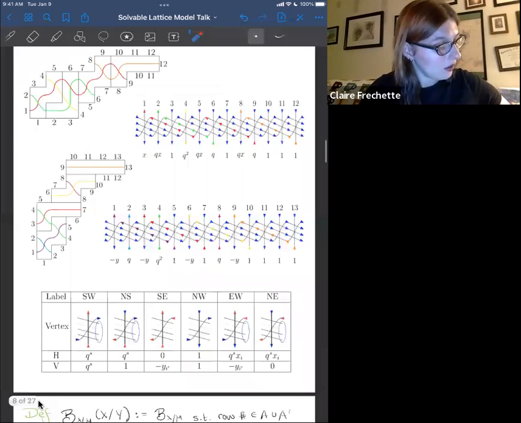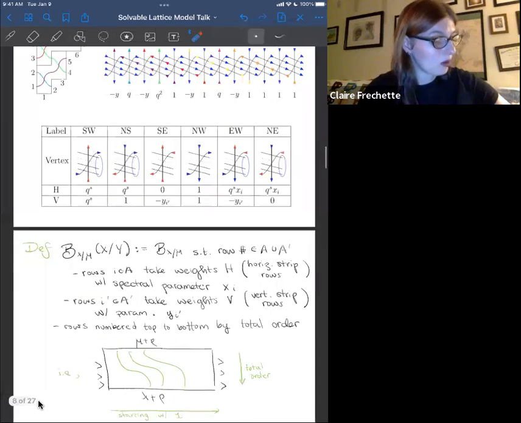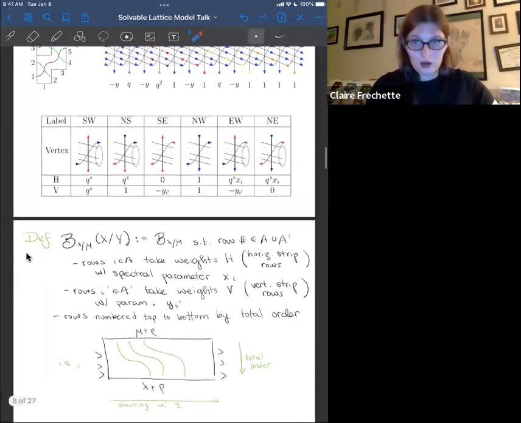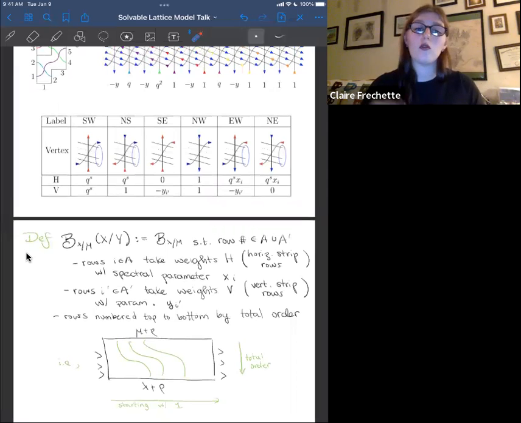And then we attach spectral parameters to our system in the logical way that we would think. So we're going to number our rows according to the total order, and rows that appear in our first alphabet take horizontal strip weights. Rows that appear in our second alphabet take vertical strip weights. And yes, we've numbered our rows from top to bottom.